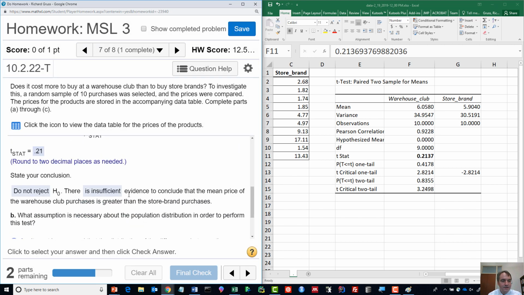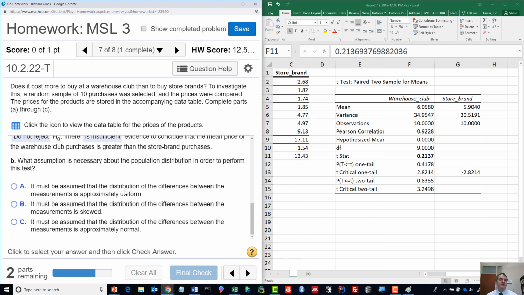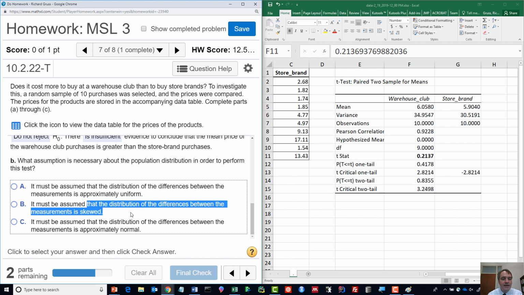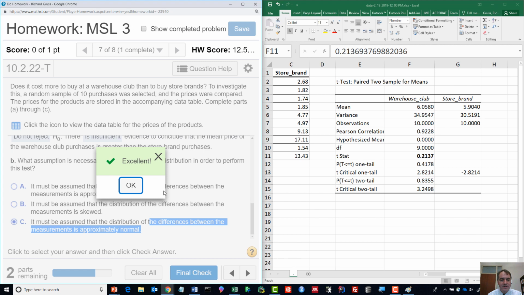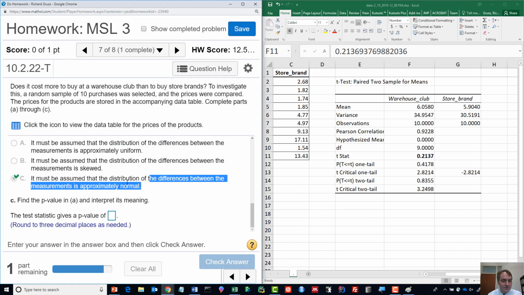These are things I didn't really hit very hard, but you should know that we're making a hypothesis about the differences between these means, and in order for our statistics to be valid, we have to assume that those differences are approximately normally distributed. I didn't hit that very hard because it's usually a fairly safe assumption.